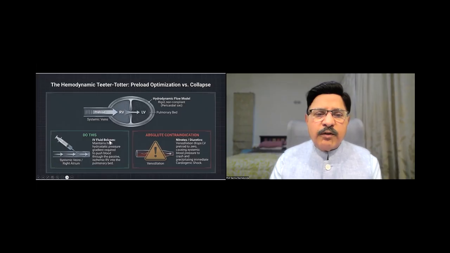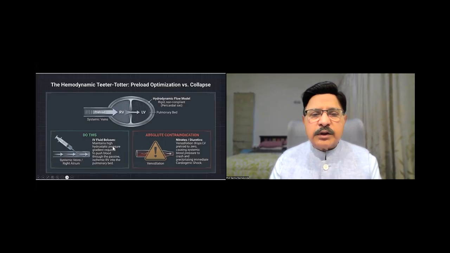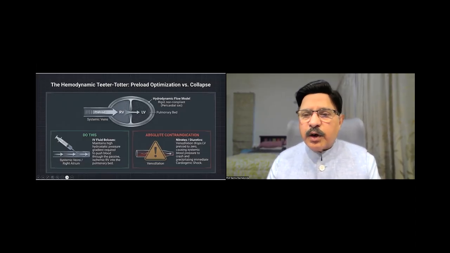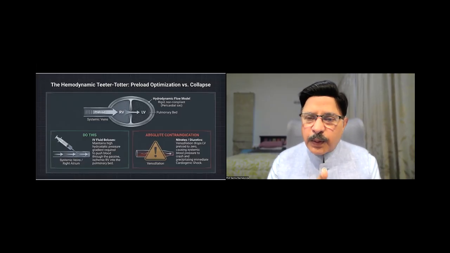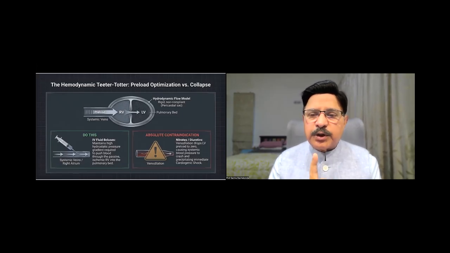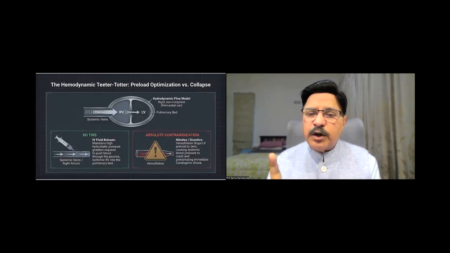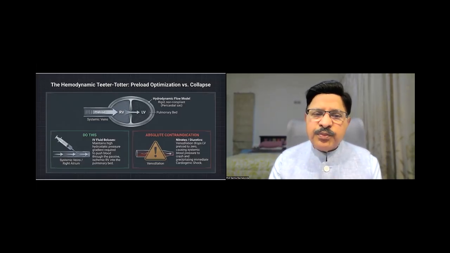Now what do you do? IV fluid boluses. Maintain the high hydrostatic pressure gradient required to push blood through the passive ischemic right ventricle into the pulmonary bed. If the right ventricle is not functioning properly, then what do you do? Systemic veins and right atrium must be filled with good fluid boluses. Absolute contraindication: nitrates should not be given, diuretics should not be given. Venodilatation drops the LV preload to zero, causing systemic blood pressure to crash and precipitating immediate cardiogenic shock. In case of RV infarct, IV fluid boluses, avoid nitrates, avoid diuretics to start with.